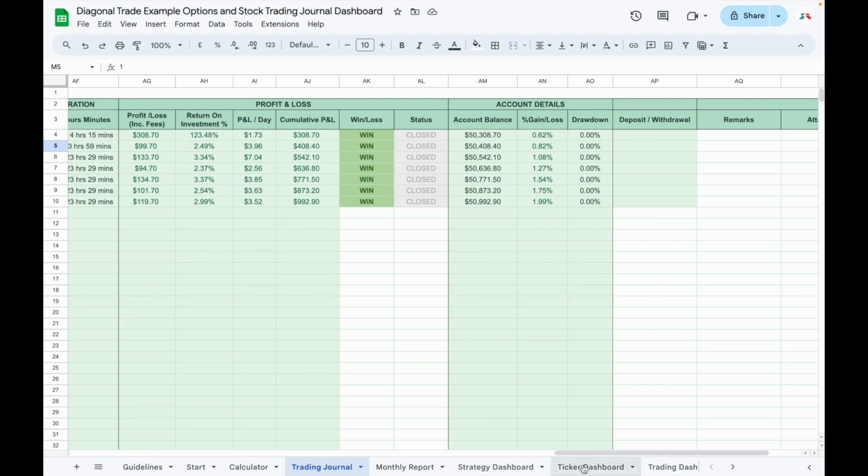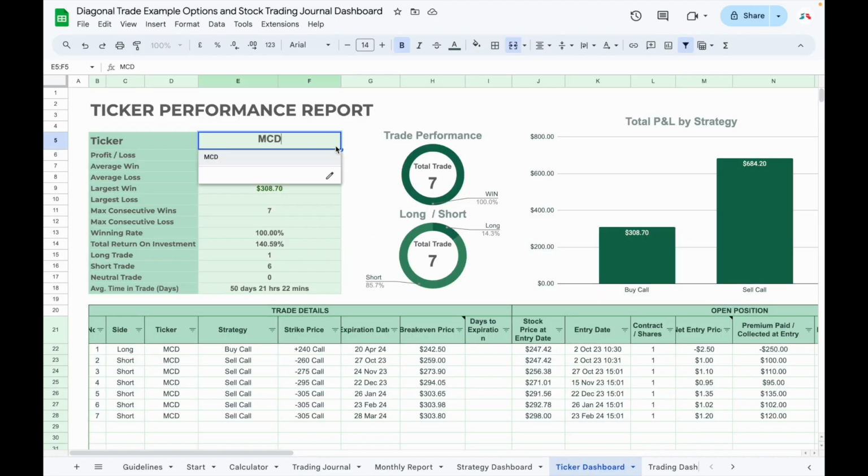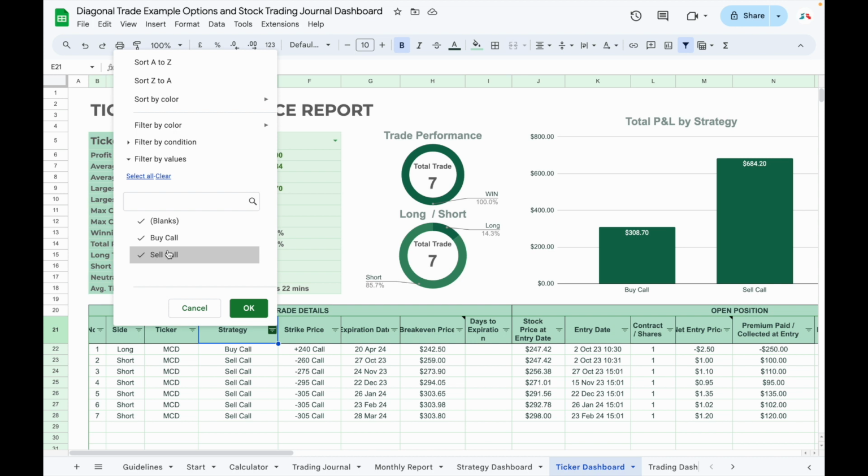If you want to analyze the diagonal spread, go to the ticker dashboard, select the stock ticker from the drop-down list, and you can view all the trades taken associated with the selected stock ticker. If you use multiple strategies on the stock, you can also filter by strategy to view the strategy you want. Just click on the funnel sign under the strategy column, and uncheck the strategy you don't want to view.